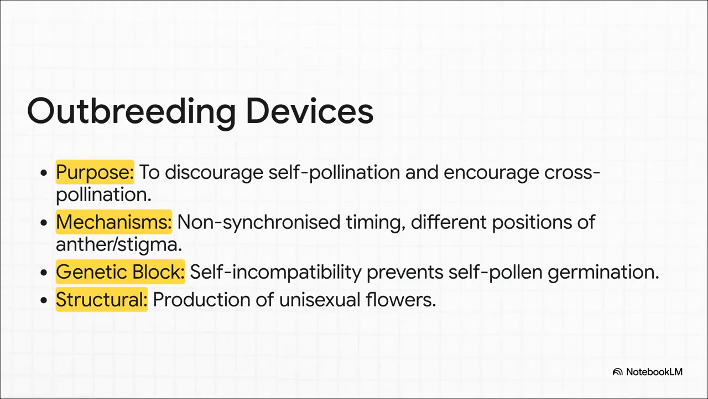Now, even though self-pollination seems easy, continuous self-pollination can cause something called inbreeding depression, which reduces the fitness of the offspring. So to avoid this and encourage cross-pollination, plants have evolved some really clever tricks, or outbreeding devices. For example, some plants have a timing issue. The pollen is released before the stigma is ready or vice versa. In others, it's about position. The anther and stigma are placed so far apart that self-pollination is unlikely. Some have a genetic lock and key system called self-incompatibility, where the pistil can recognize and reject its own pollen. And, of course, the most straightforward method is to produce unisexual flowers, which makes self-pollination impossible from the start.